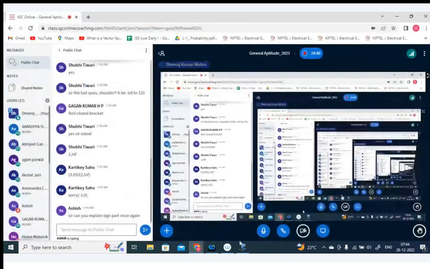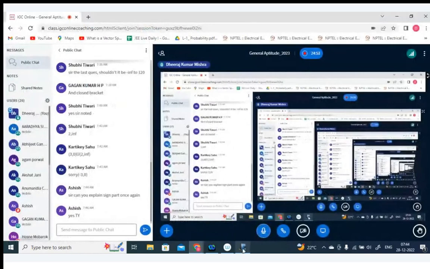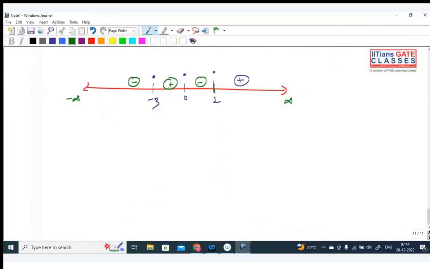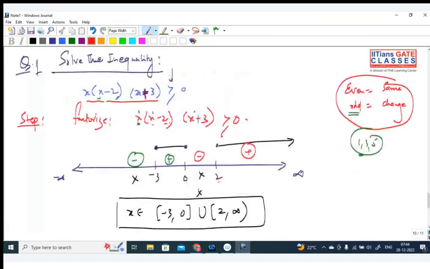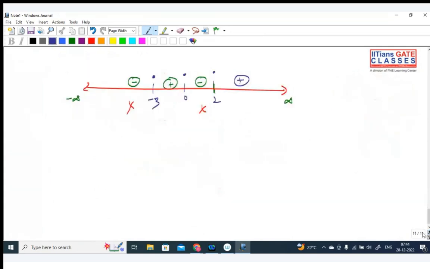Looking at the power, you can decide. So now you can directly reject these intervals. Why are we rejecting them? Because in this inequality the entire expression should be positive, so you can directly forget about the negative regions of x. Only consider this and this. These two intervals we have to consider, so there should be the union sign.